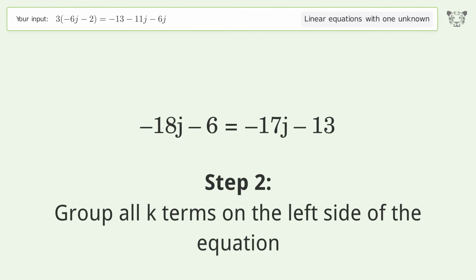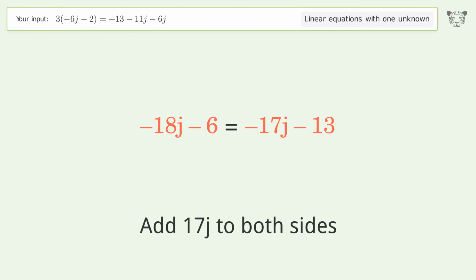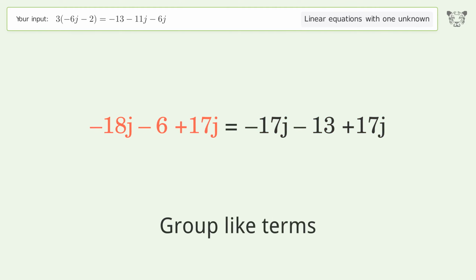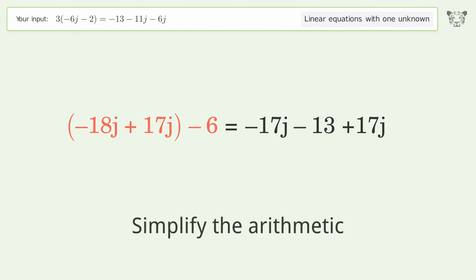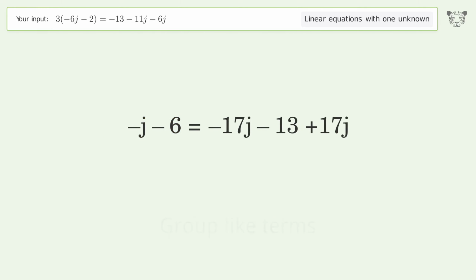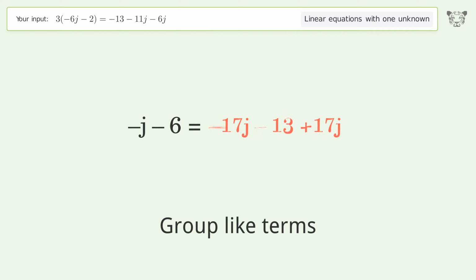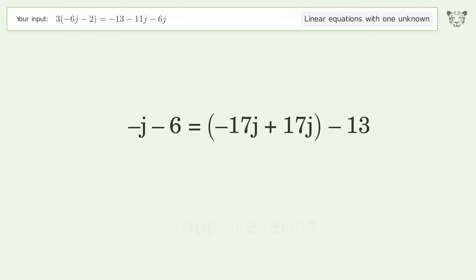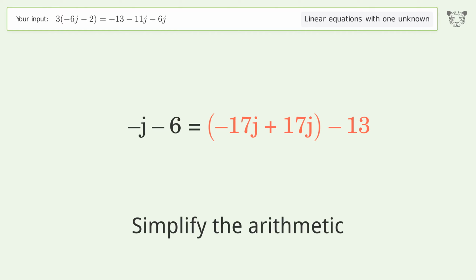Group all j terms on the left side of the equation. Add 17j to both sides. Group like terms. Simplify the arithmetic. Group like terms. Simplify the arithmetic.